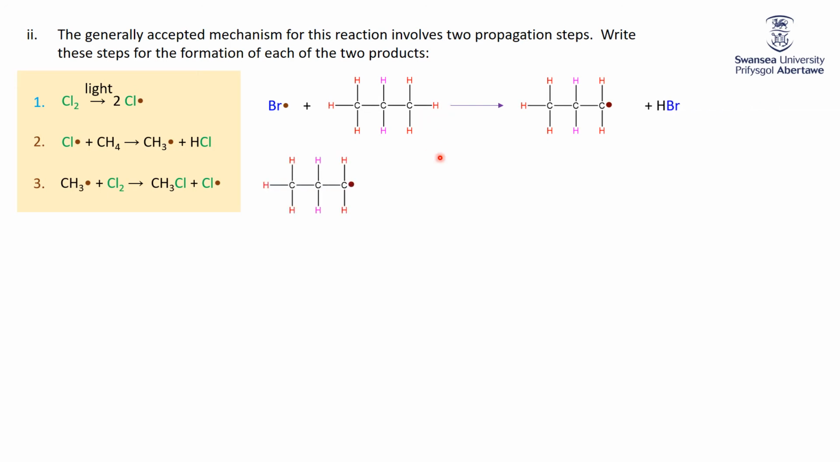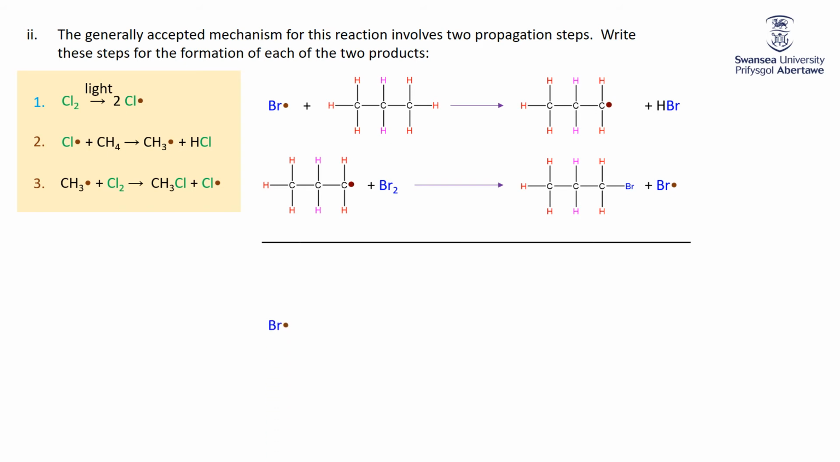And then this primary propyl radical, primary because the carbon on which the radical resides is attached to only one other carbon atom, will go find itself another bromine, analogous to that step. It grabs the bromine atom, leaving behind a bromine radical. So that's one possibility.